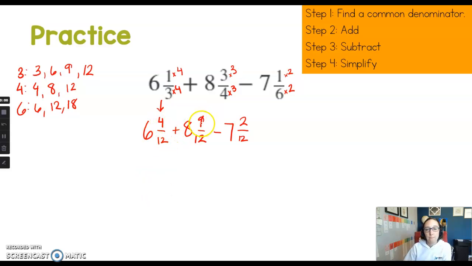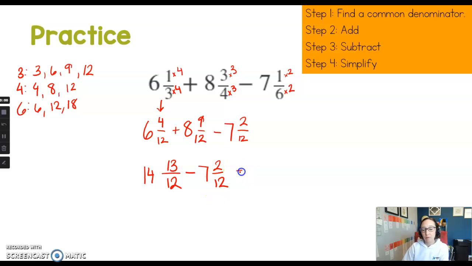I'm going to go 4 plus 9 is 13 twelfths. And then I'm going to add my whole numbers. 6 plus 8 is 14. So I get 14 and 13 twelfths. That is improper, but I'm not going to bother with simplifying that yet. I'm going to wait until the end because it might come in handy to have it be a mixed number or an improper fraction. I'm going to subtract 7 and 2/12.